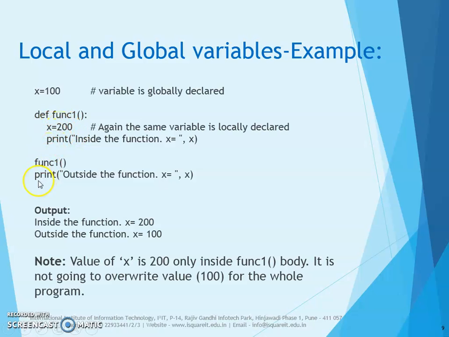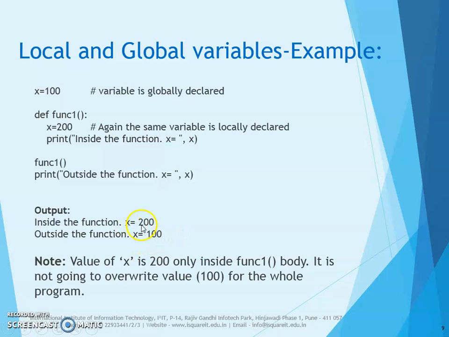Now cursor will go to the next line, execution will go to the next line. What we are doing here? We are printing outside the function x is equal to. This value 200 is assigned inside the function, that is locally. Outside the function, value of x is still 100. So when this line is executed, output will be outside the function x is equal to 100.